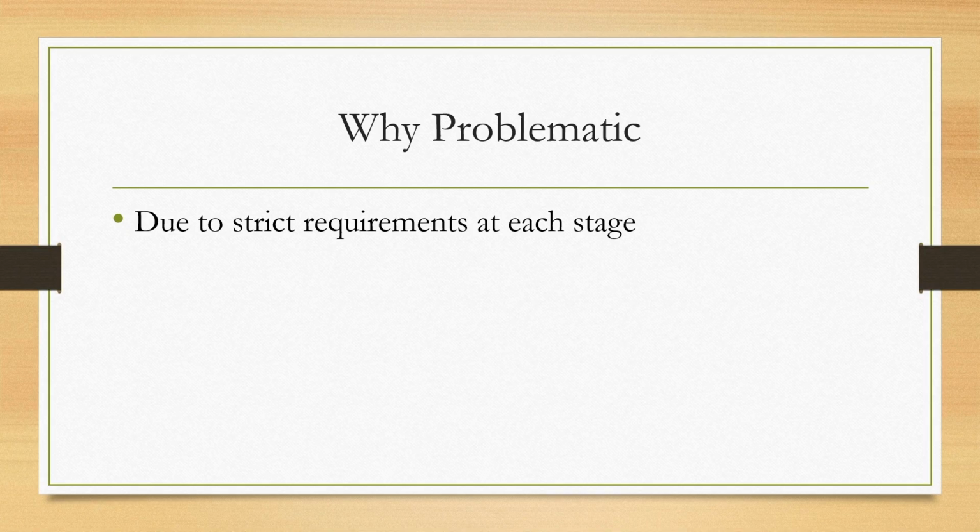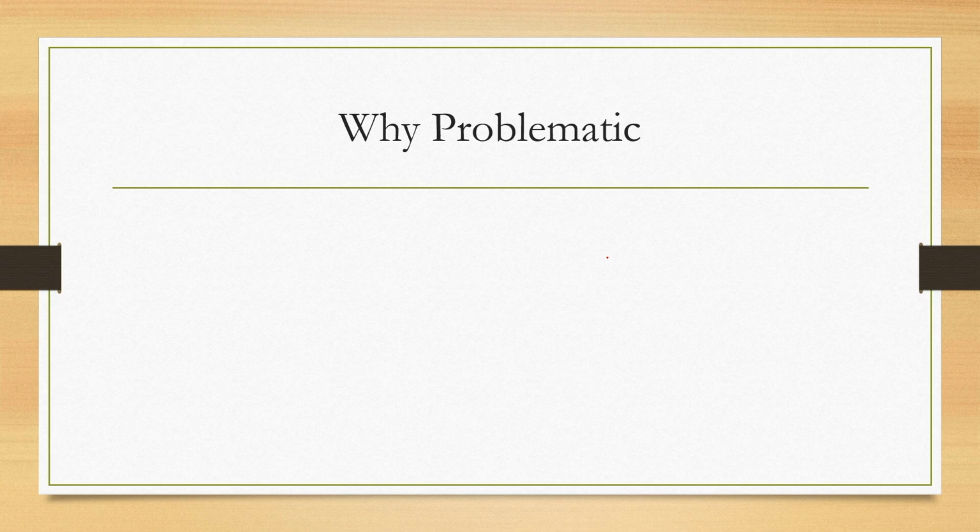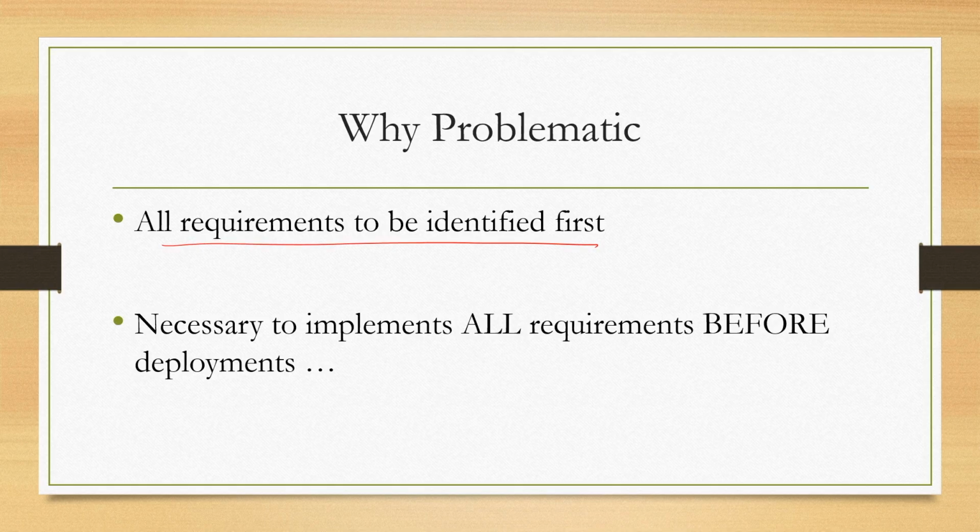Now, why is this rigidity problematic? Because it has a strict requirement at each stage. For example, in the requirement gathering stage, all requirements have to be identified first. Similarly, in the coding stage, all units have to be coded before it is sent to the testing phase. So, this outlook that every stage has to be completed creates the problem.